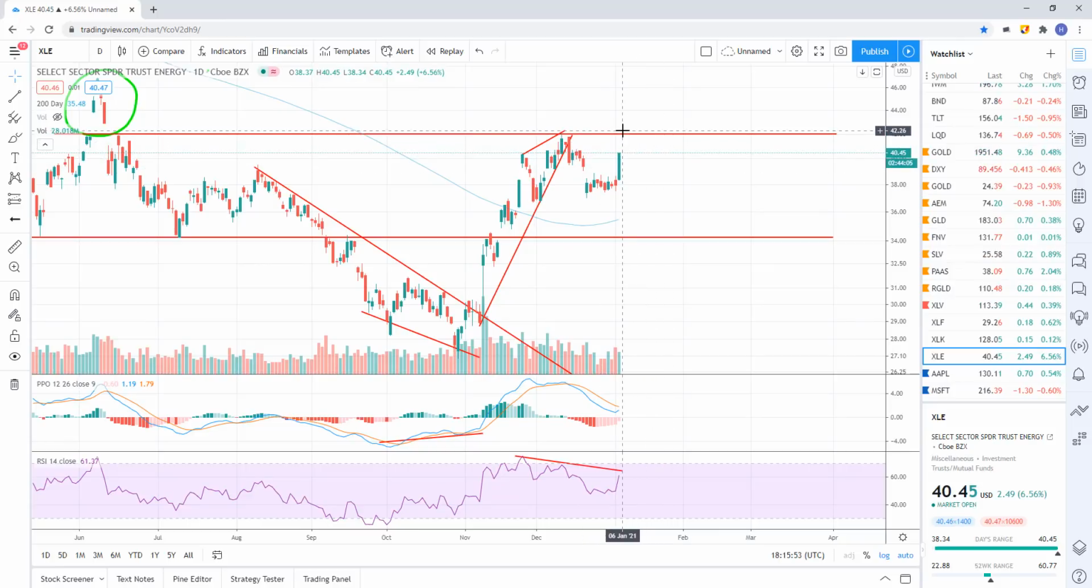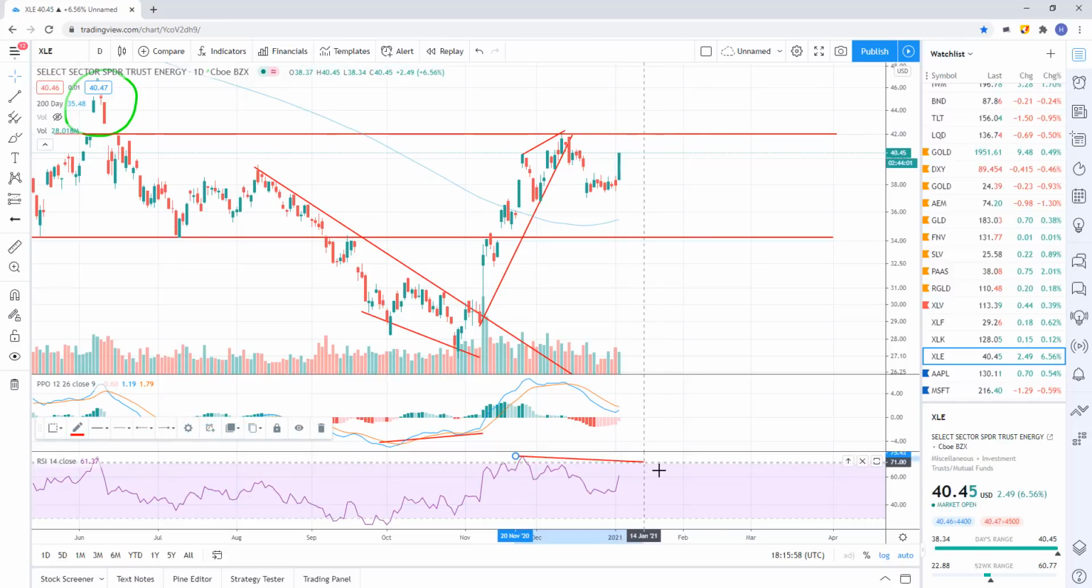If we run up and make a new high around this 42.26 anytime soon, it's just going to continue this negative divergence. It's going to just extend it. So likely I'd be more interested in being a buyer in XLE and energy stocks down around this 34 area with bullish divergence. Right now we don't have bullish divergence. We have negative divergence or bearish divergence.